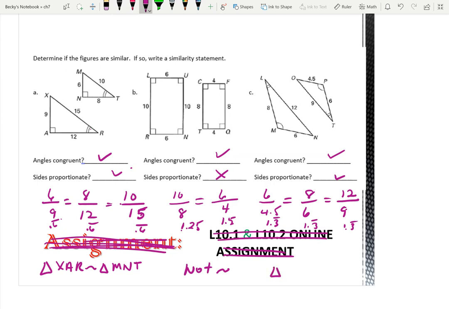My goodness. Okay, now this one could be a little tricky because it is rotated and flipped, so use the angle markings to help you. The L has the two little marks here, so that's going to correspond with a T. The M has one mark, so that's going to correspond with P, and N with O.